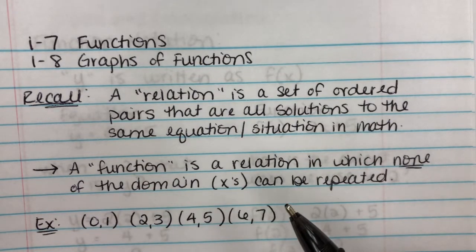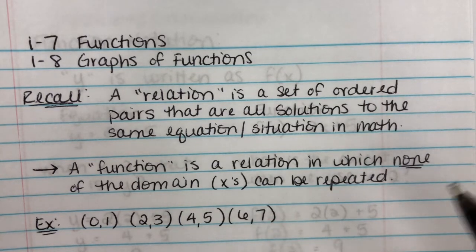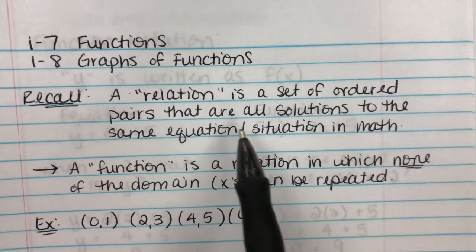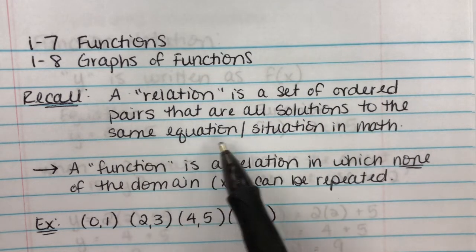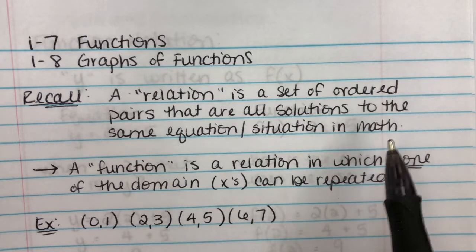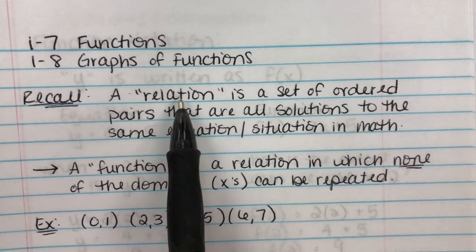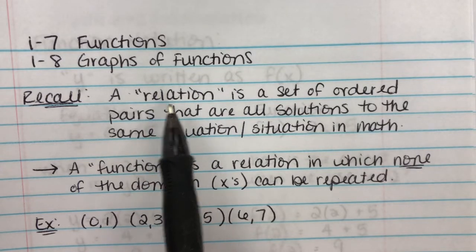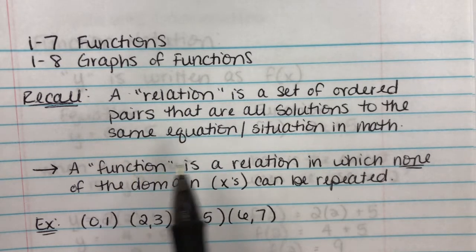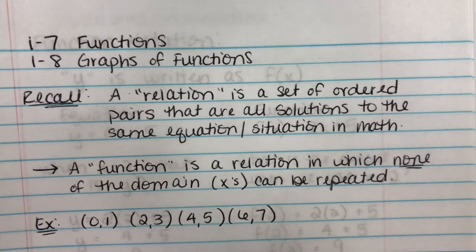And usually you get that set of ordered pairs by solving an equation, right? That has an x and a y. So you put a number in for x, it spits out a y. So a relation is a set of ordered pairs, and they're usually solutions to an equation or some kind of situation in math. A function is just a specific type of relation, and that's whenever none of your x's, none of your domain, none of the independent variables, the numbers that you put in, none of those are repeated. None of those can be repeated in your solution set.